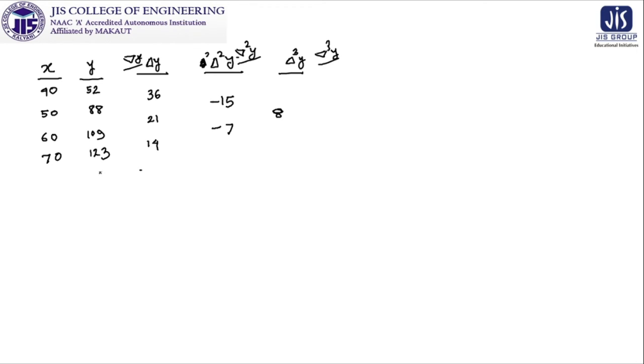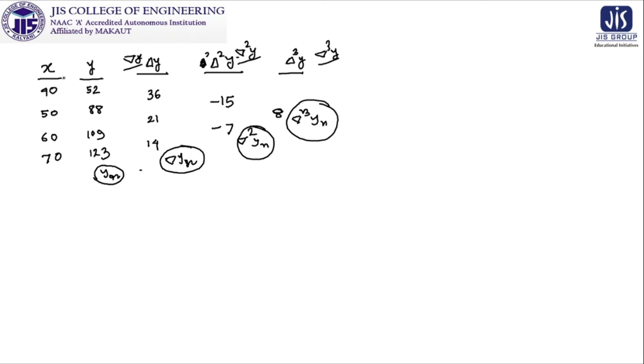But importantly, this is my y0, sorry, this is my yn, this is my backward difference operator del yn, and then it is my second order, and this is my third order. And you can see here yn is nothing but y0, y1, y2, y3. So obviously we will get it as substituted as y3.